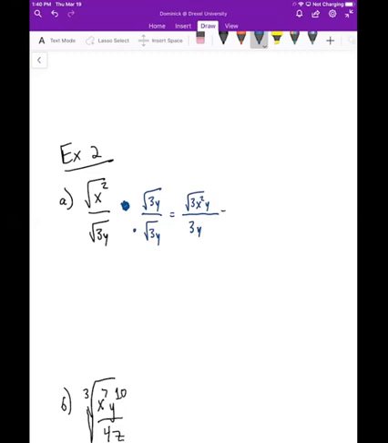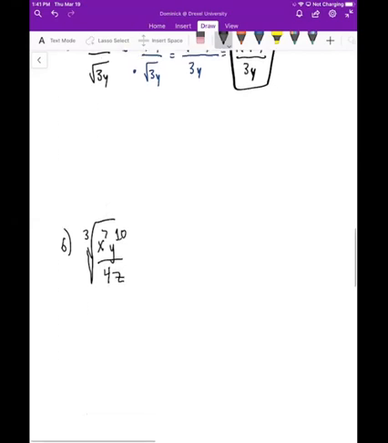And actually, in this case, the only thing that we could simplify, we could have done it at the beginning, was the square root of x squared, which is just x. So then there you'll get a square root of 3. Let's put the x on the outside, and then square root of 3y. And then in the bottom, we have 3y. So that's our answer there.